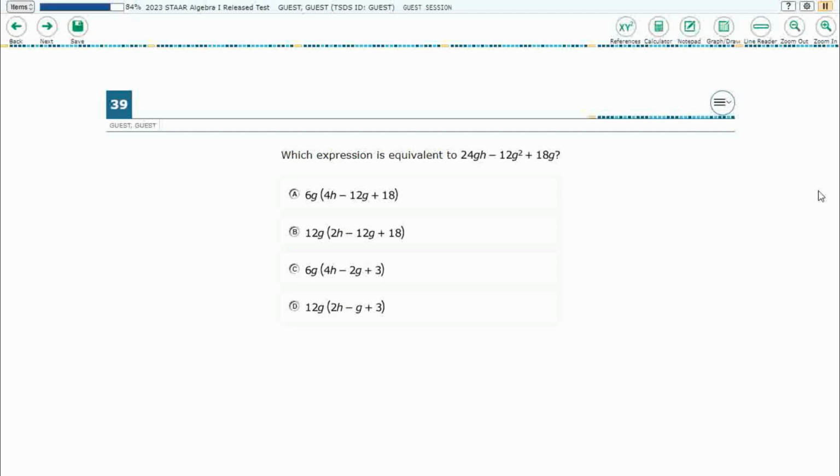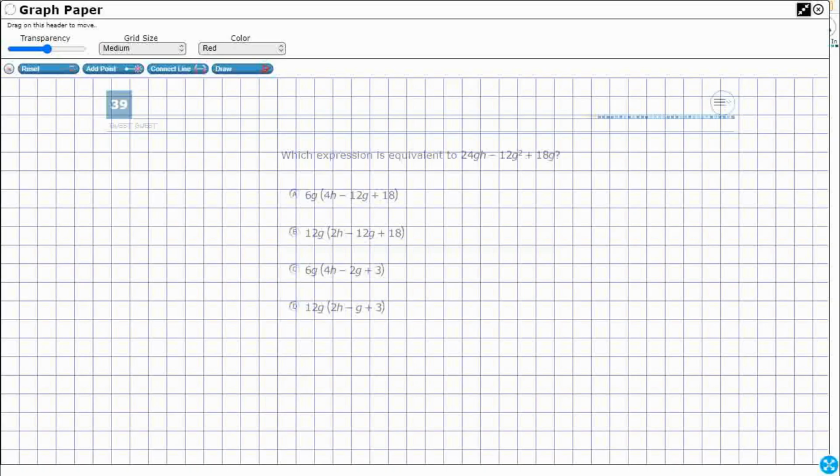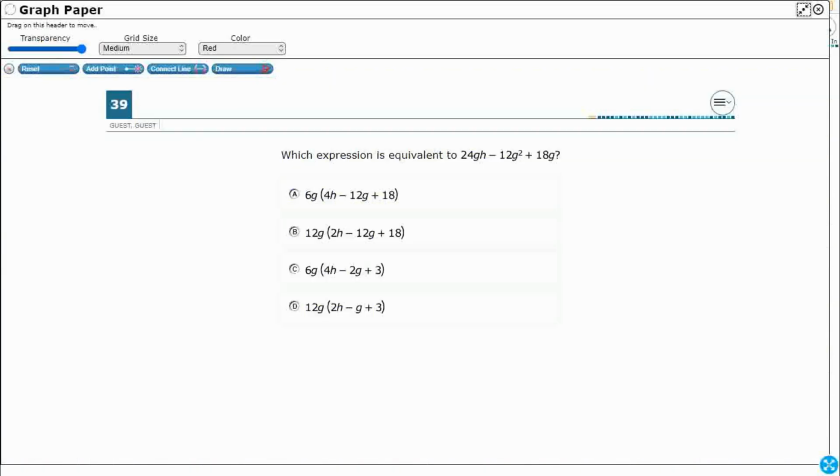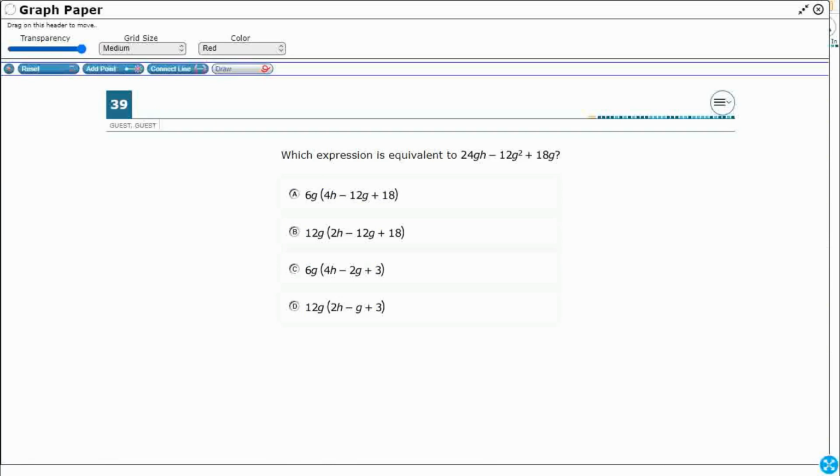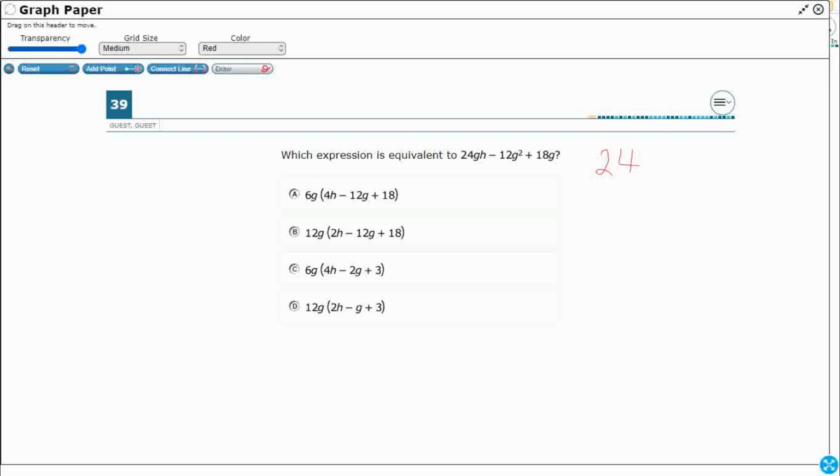So we have an expression here, and we need to find one that is equivalent. All right, so we are going to try to factor something out. In this, it's a trinomial because we've got three terms, right? And so what do we have here? Okay, I'm going to write it like this just so we can visually line things up. 24gh. Okay, so that's that first term. I'm going to spread them out. You'll see why in just a moment.